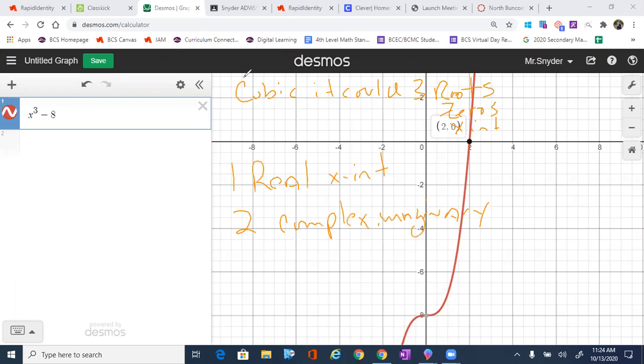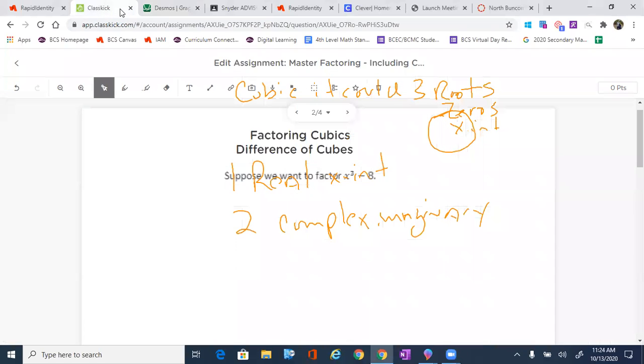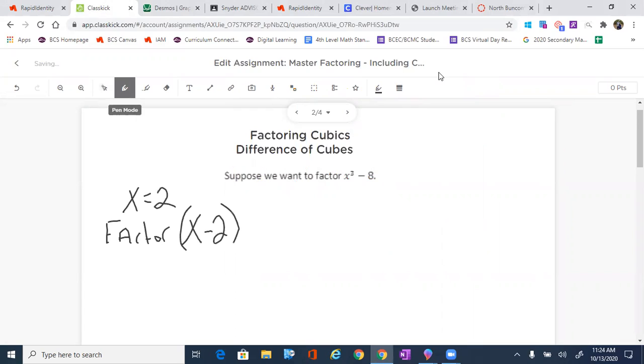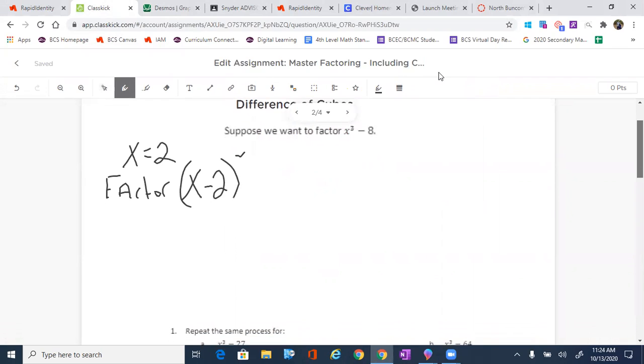So we're going to take that root of 2, which is right there, and bring it back to our class kick. We said that we had a root of 2, x equals 2, which means that the factor is x minus 2. Now, we're not 100% done because that is only one of the factors. We need to find the other factors.